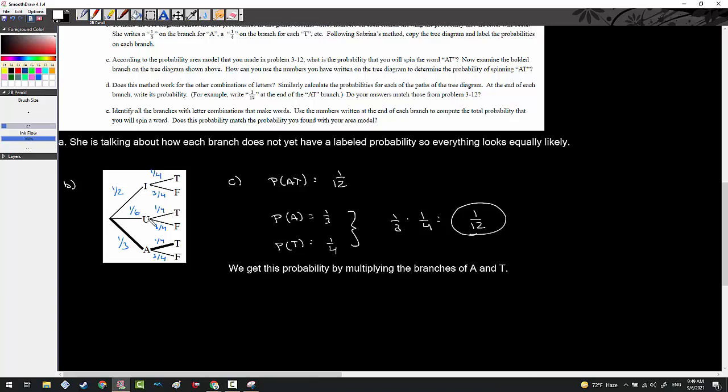And there you go for C. That's how you do it. And now it says, does this method work for all the other combinations of letters? Similarly, calculate the probabilities of each of the paths of the tree. So what they want us to do is the probability of it would be 1/8.